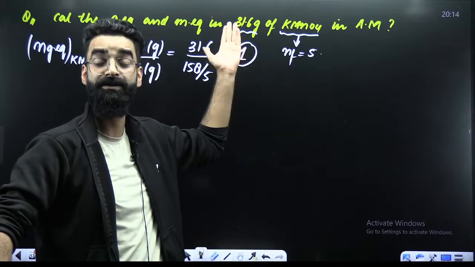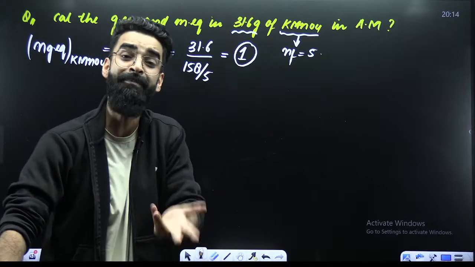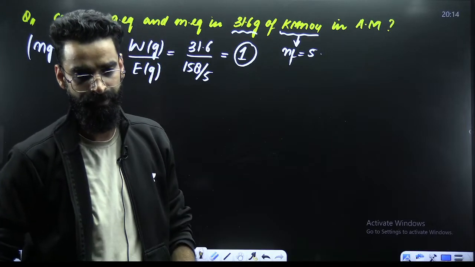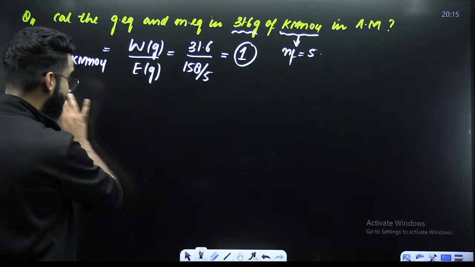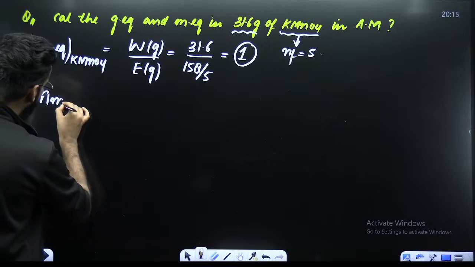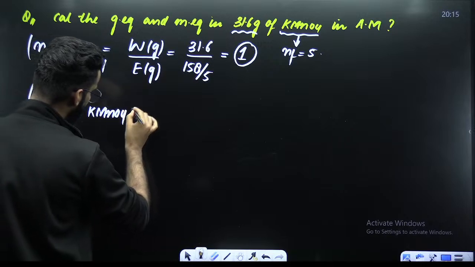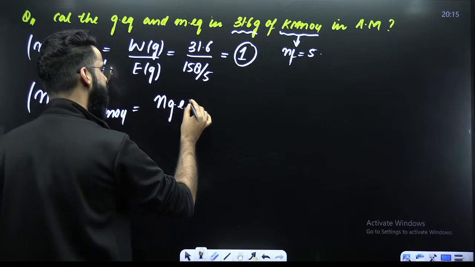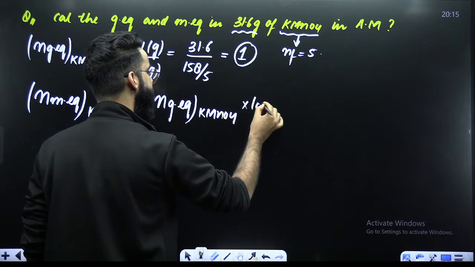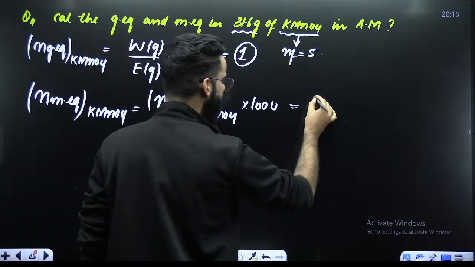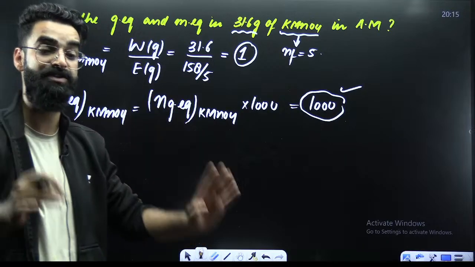Either you want to say that we have got 31.6 grams of KMnO4 in acidic medium, or you can say we have got 1 gram equivalent of KMnO4 in acidic medium. Both have the same significance and the same meaning. If you have the gram equivalents of KMnO4, you can easily calculate the number of milli equivalents as well. It is equal to the number of gram equivalents of KMnO4 multiplied by 1000. So 1 into 1000 comes out to be 1000 only. You can say we have got 1000 milli equivalents of KMnO4 here.